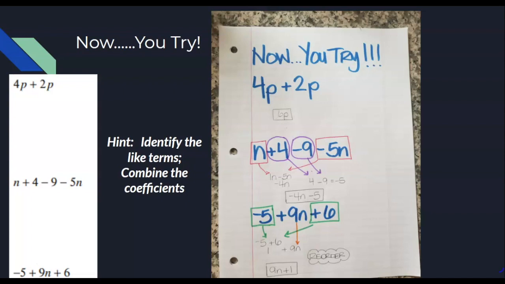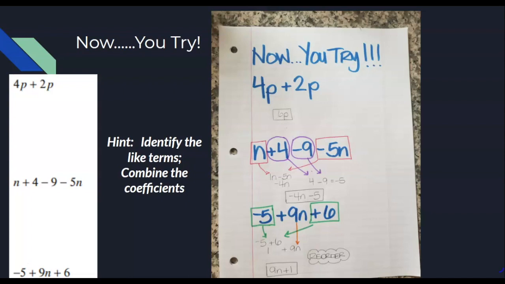So I identify my terms that have n's. So I have 1n. Remember, I add that 1 there because it is understood. So I have 1n minus 5n, which gives me negative 4n. And then I have 4 minus 9. I read that as 4 because it has a plus sign in front of it, which makes it positive. So 4 minus 9. That gives me negative 5. To write my final answer, I bring that together, negative 4n minus 5. Remember, your constant term should go last.